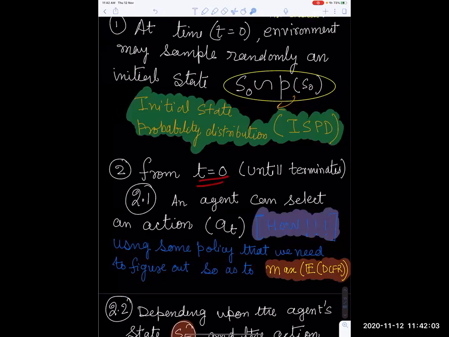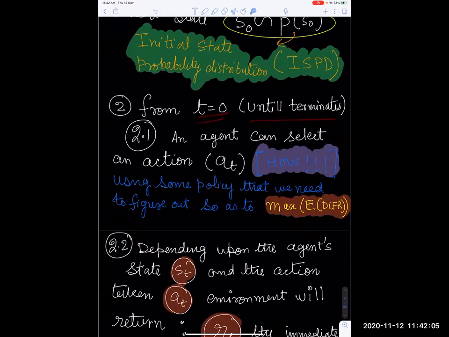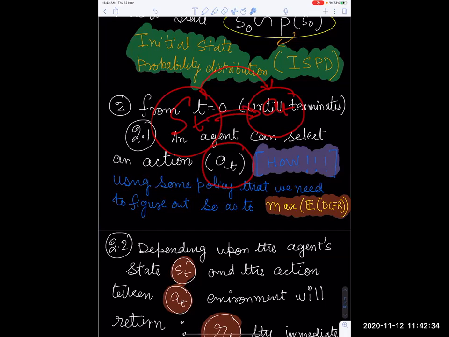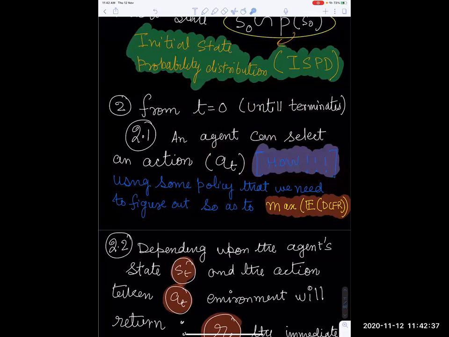For t equal to 0 until it terminates, you let your agent choose the actions. How your agent is going to choose an action is a very, very important part that we need to talk about. But suppose there is some oracle helping your agent, telling it that if you are at state ST, you need to take this action. How you get this action from this state, we need to figure out. But suppose at ST I have taken action AT.